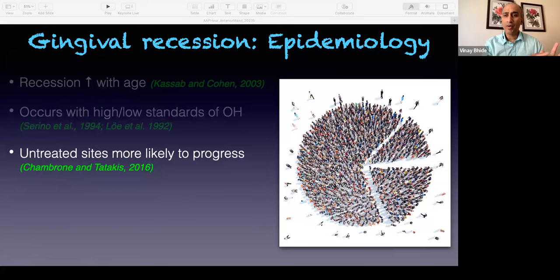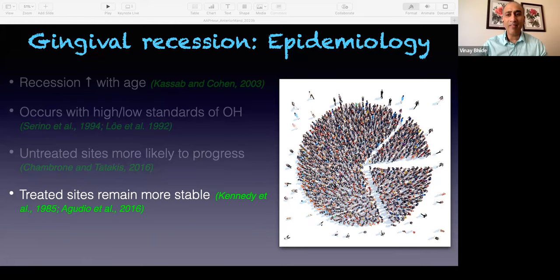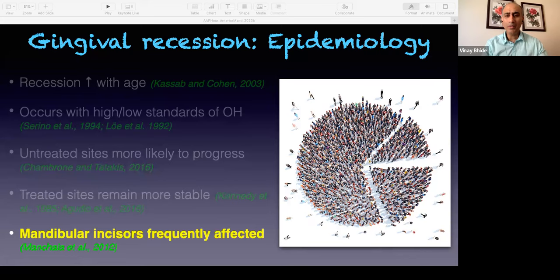We know from numerous studies, and most recently by Chambrone and Tatakis, that sites which are untreated, despite having good oral hygiene, are more likely to progress than sites which are treated. We also know furthermore that sites which have been treated do remain stable over the long term. And interestingly enough, we know that mandibular incisors are the most frequently affected teeth when it comes to gingival recession.